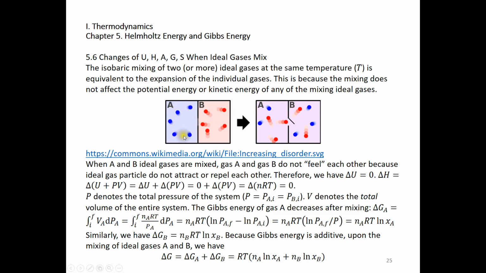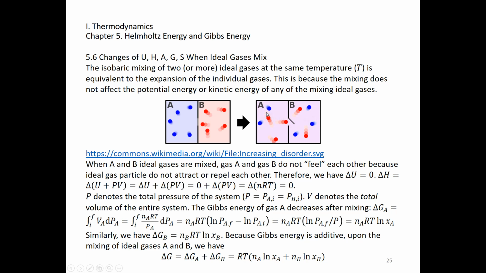So when the volume of A is doubled, the partial pressure of A is halved. Same for the partial pressure of B. And what does isobaric actually mean? It means the total system pressure is unchanged. So for example, over here, let's say initially PA is 1 bar, PB is 1 bar. After mixing, the system pressure is PA plus PB.